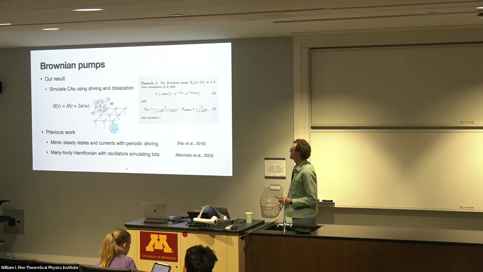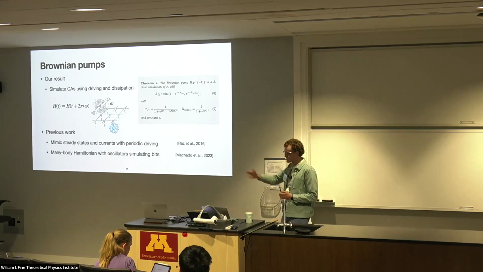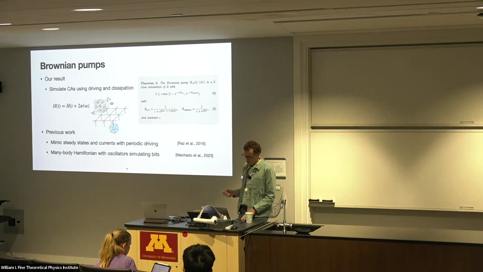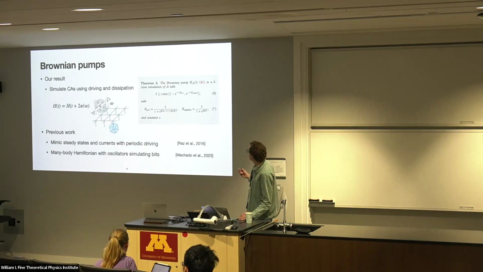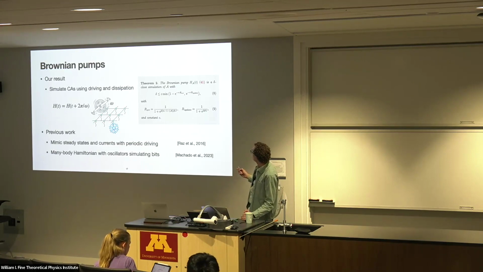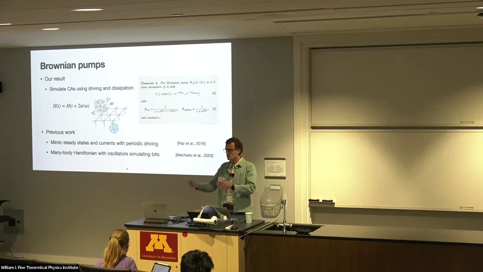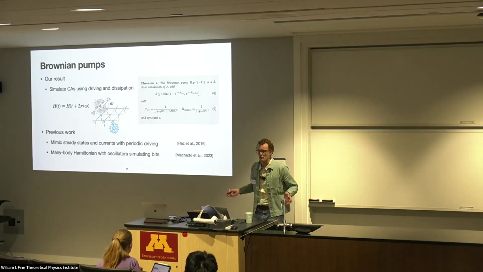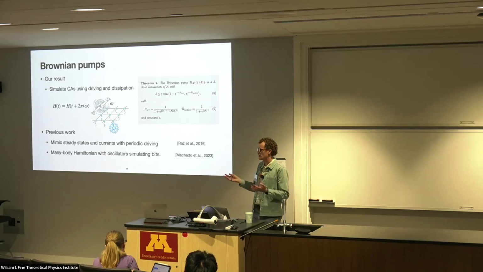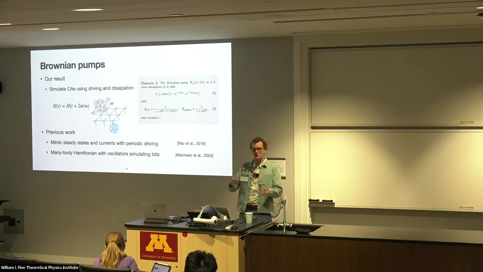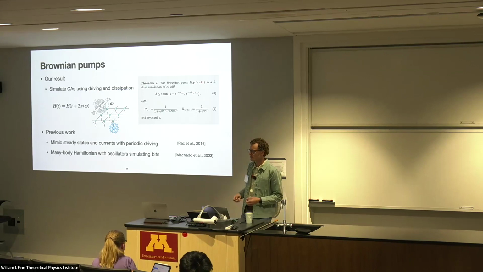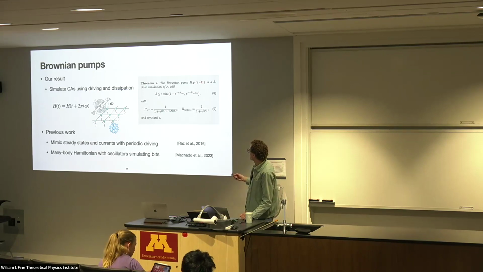The pumps, I'm just going to flash through, and I'll spend the rest of the talk on the ratchets. But for the pumps, our result is that you can come up with some Hamiltonian as a function of time, and it will simulate your cellular automaton arbitrarily well in some particular limit. You turn your Hamiltonian parameters very large, turn your temperatures very small, and you'll get arbitrarily close to the cellular automaton. And this is related to some previous work.